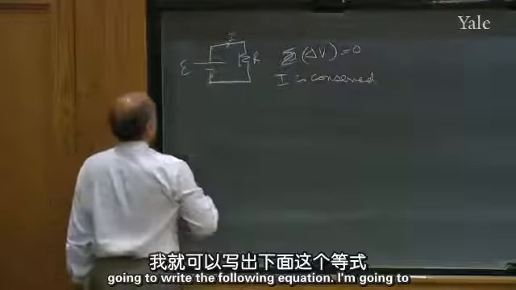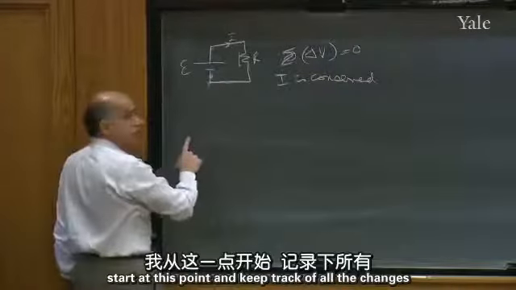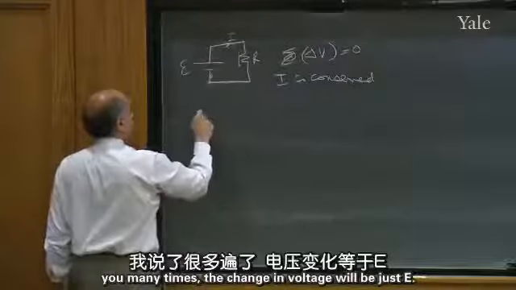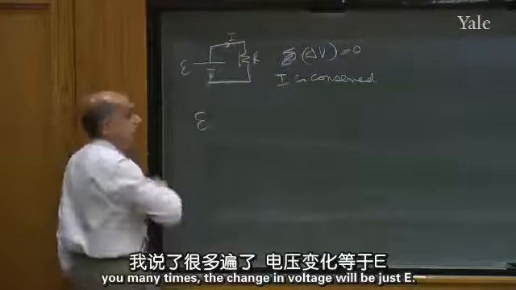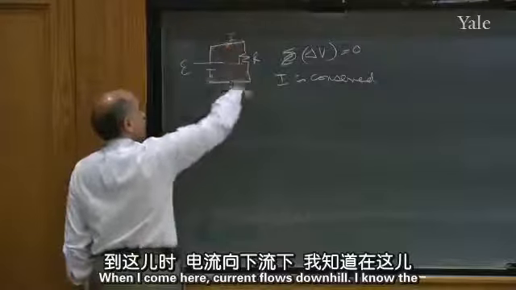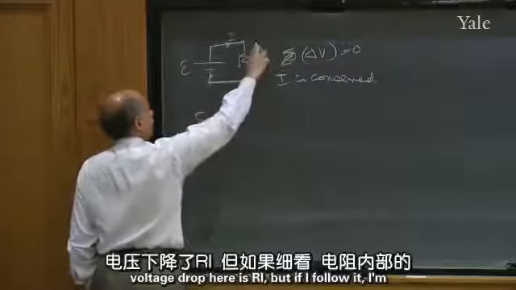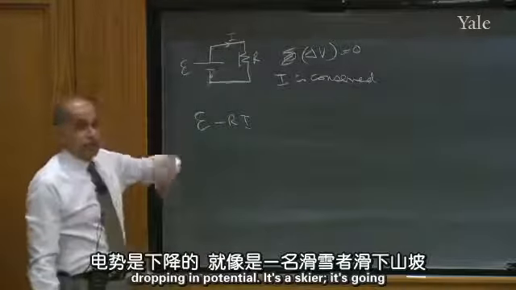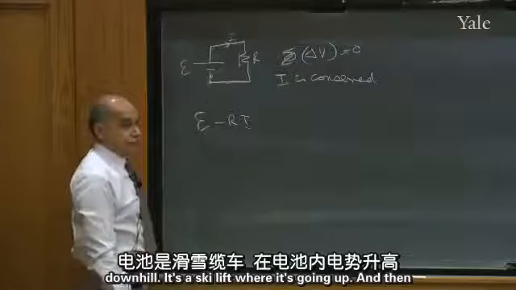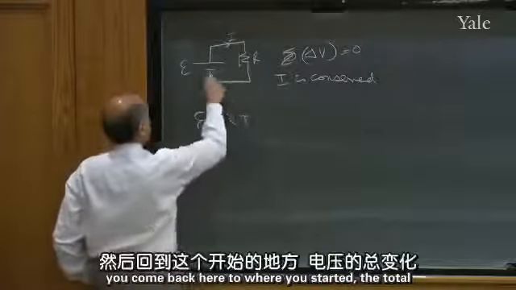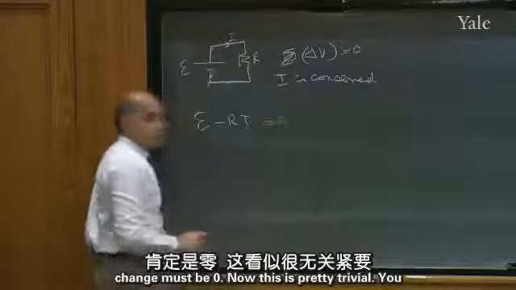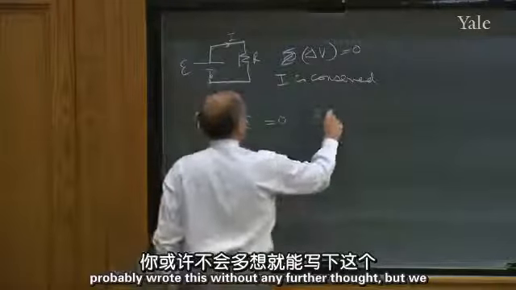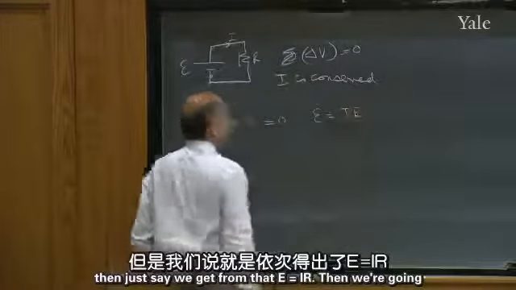So I'm going to write the following equation. I'm going to start at this point and keep track of all the changes in voltage. First, when I go around this battery, I told you many times, the change in voltage will be just E. Then I come here, current flows downhill. I know the voltage drop here is Ri, but if I follow it, I'm dropping in potential. It's a skier. It's going downhill. This is a ski lift where it's going up. And then you come back here to where you started. The total change must be zero. Now, this is pretty trivial. You probably wrote this without any further thought, but we then just say we get from that E equal to IR.